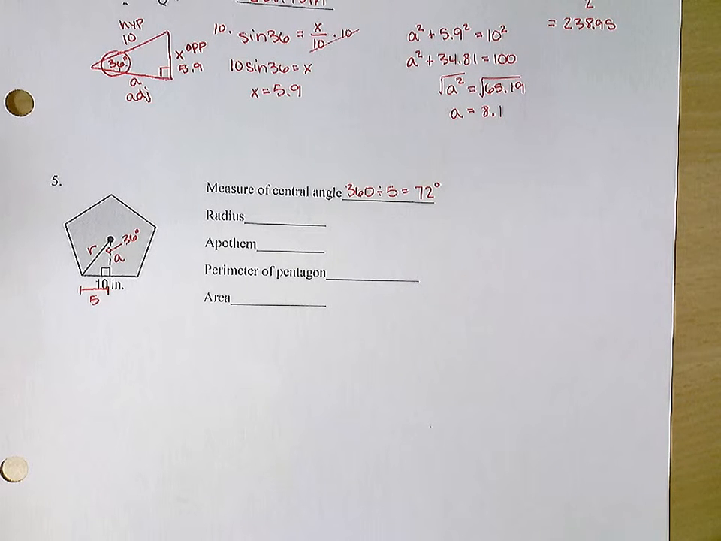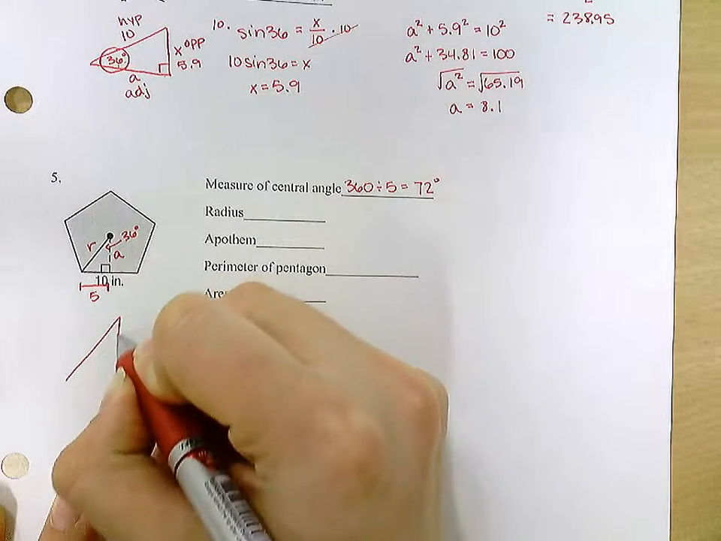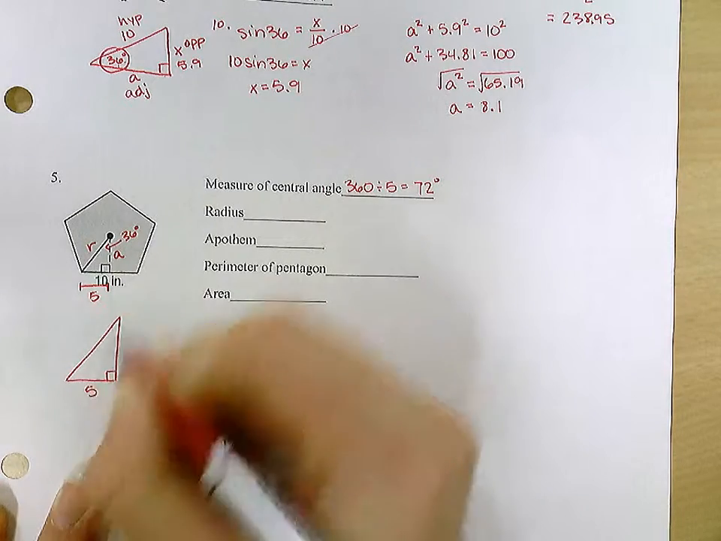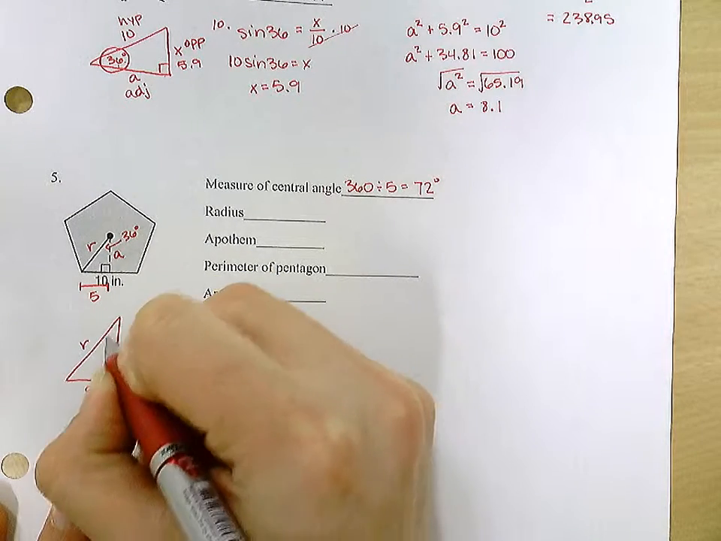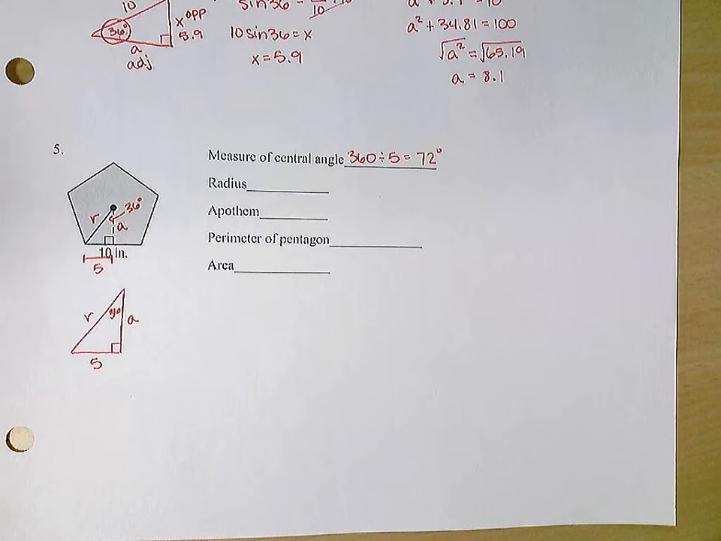So again, if you need to redraw your triangle, make it a little bit larger so it's easier to see. For this one again, you need to use SOHCAHTOA. This is not a 30, 60, 90 right triangle. You cannot use those rules. So we're using SOHCAHTOA again.